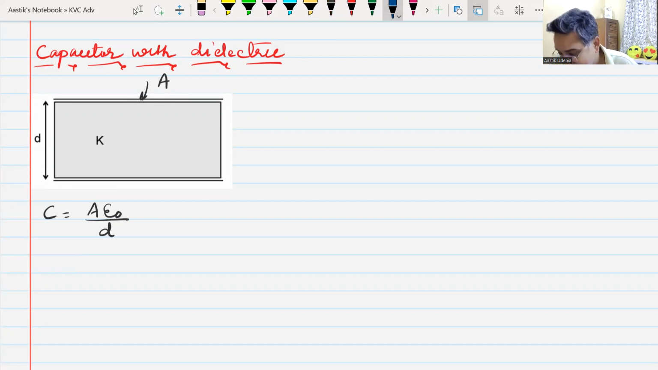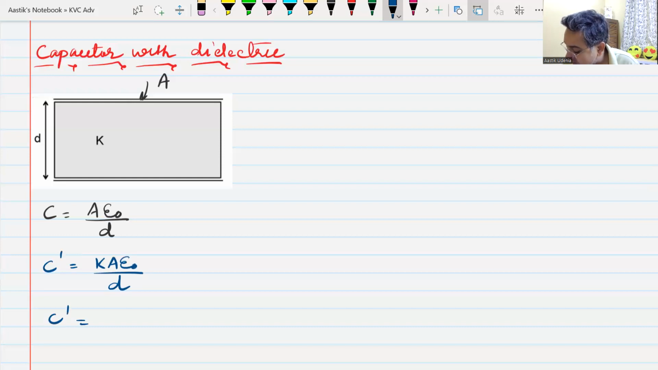Yes. When this capacitor is filled with a dielectric completely, the new capacitance C dash becomes K times A epsilon naught by D. So you can see C dash becomes K times C, and that is the effect of inserting a dielectric inside the capacitor plate. The capacitance becomes K times the original capacitance. Do we understand this? Yes. Everyone understands this? Yes, sir.